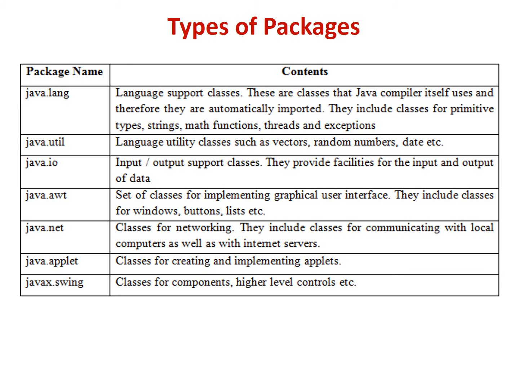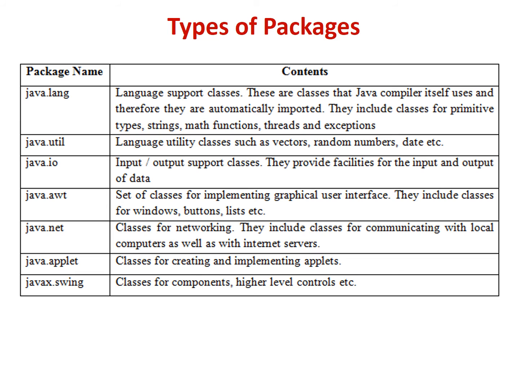This table shows contents of these packages. java.lang package contains language support classes. These are classes that the Java compiler itself uses, and therefore they are automatically imported. They include classes for primitive types, strings, math functions, thread and exceptions. java.util package contains language utility classes such as vectors, random numbers, date, etc. java.io contains input-output support classes. They provide facilities for the input and output of data.